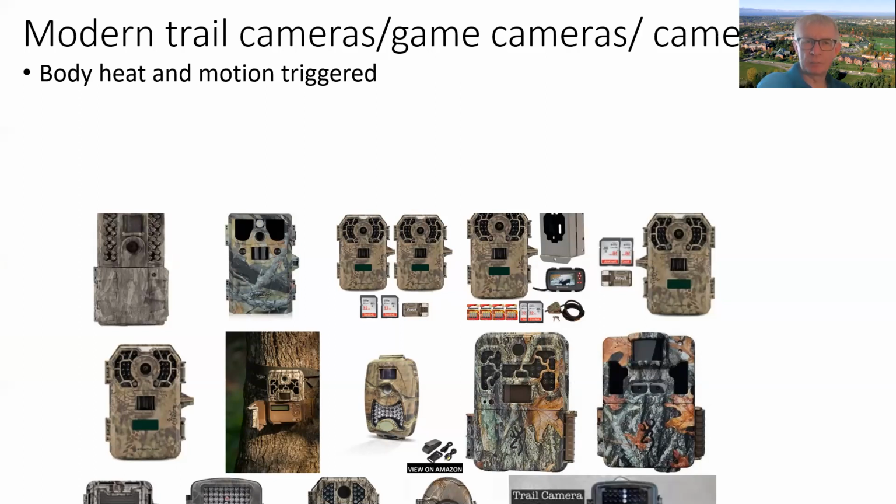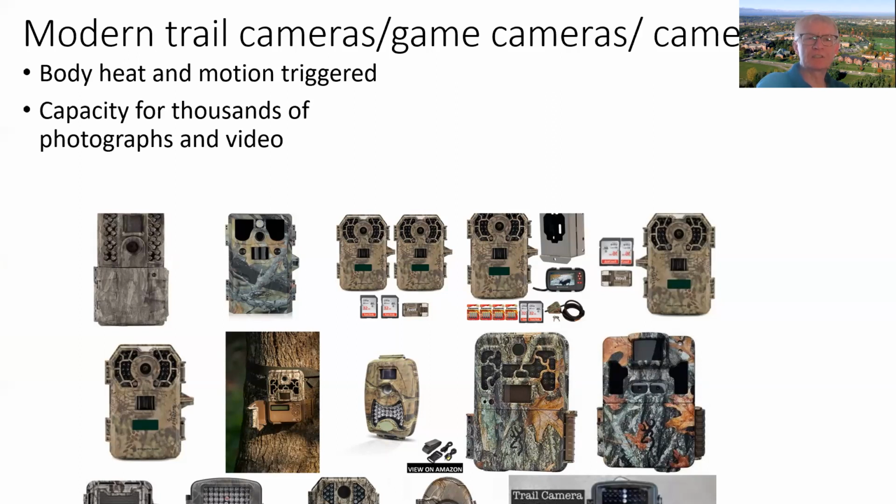That said, a plant that's in the sun and waves in front of your camera all day is warm and provides motion and will trigger your camera. So you've got to be careful about that. You've got the capacity for thousands of photographs and a lot of video. And most cameras can do both. You just set it up for one or the other.